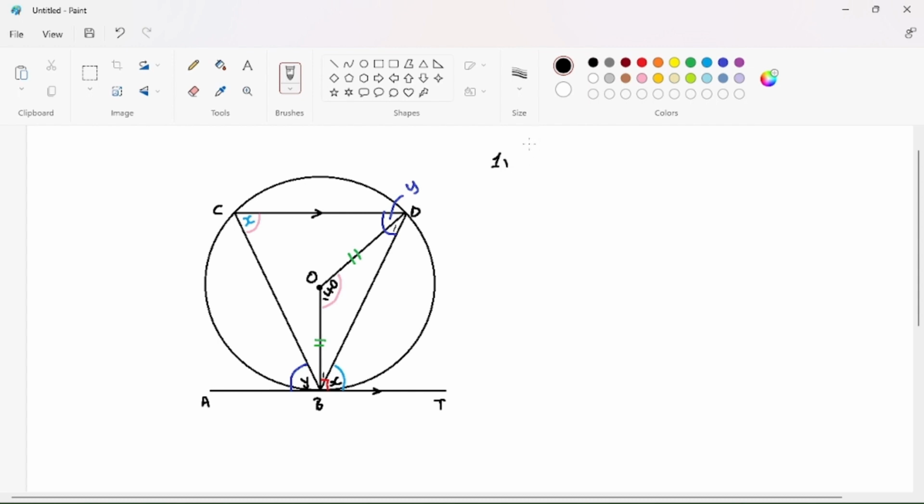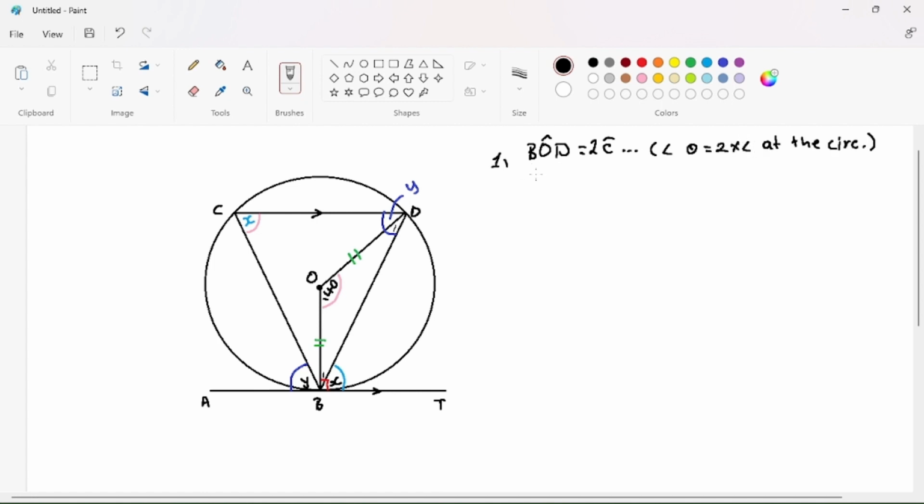So we are firstly going to tell the examiner that angle BOD, I mean not BOP, angle BOD is going to be equals to 2 times angle C. Our reasoning is going to be angle at the center is equals to 2 times angle at the circumference, right?